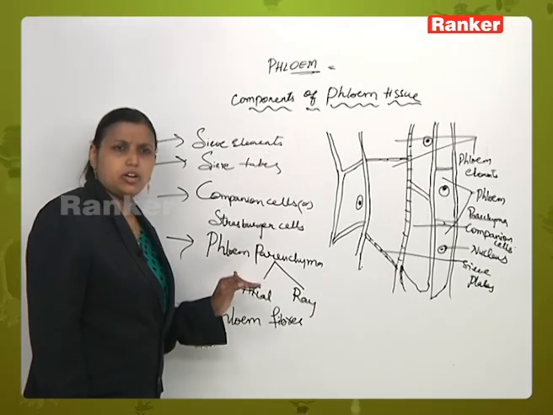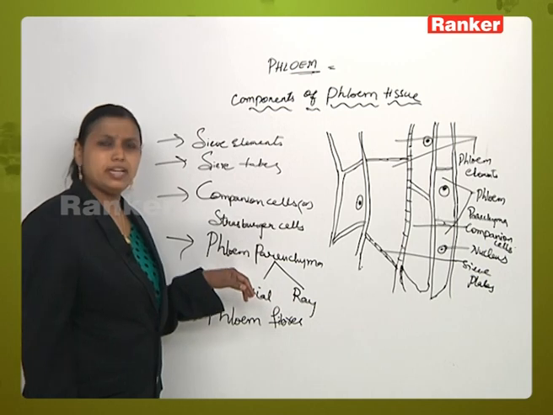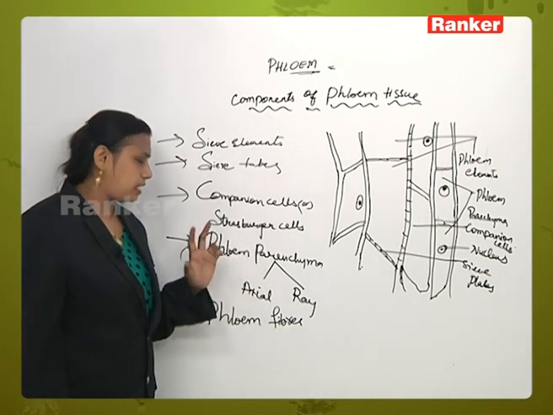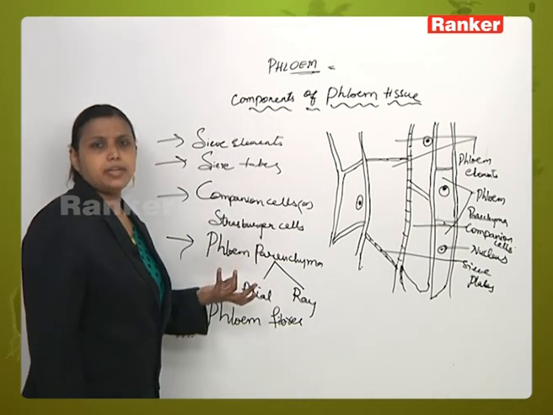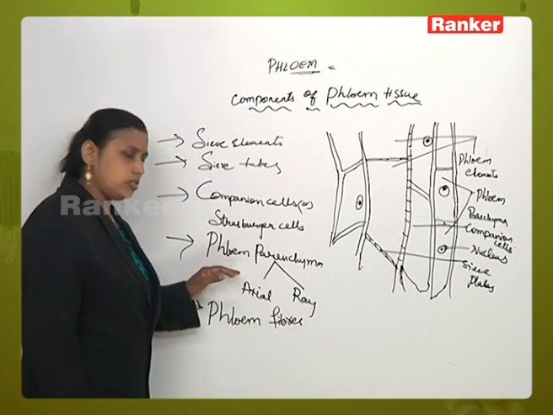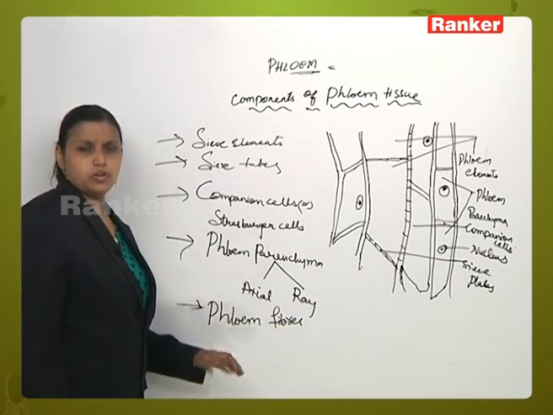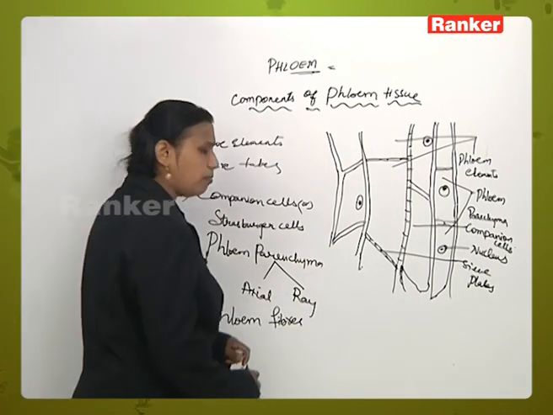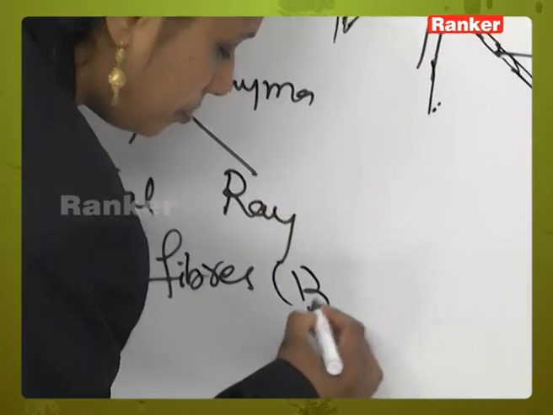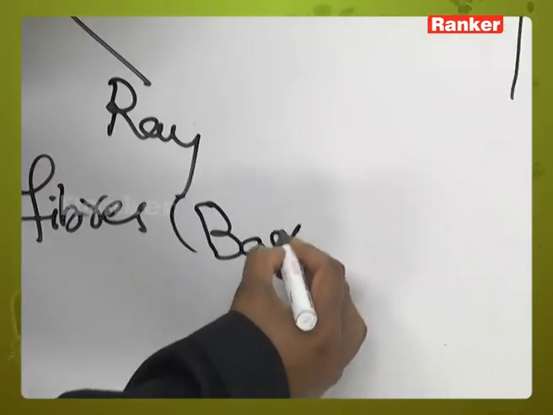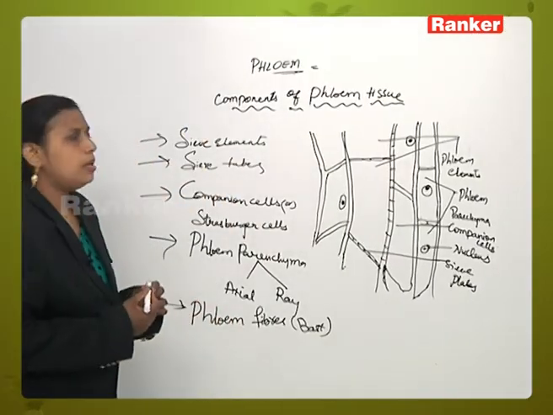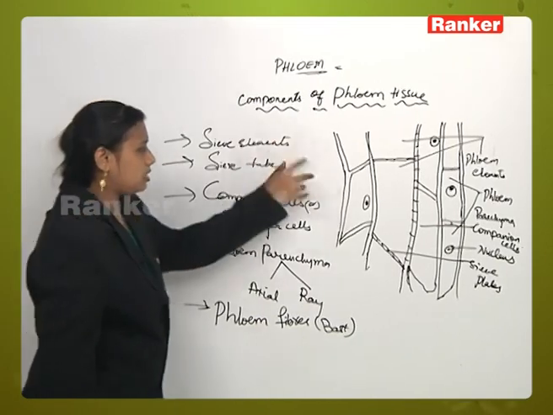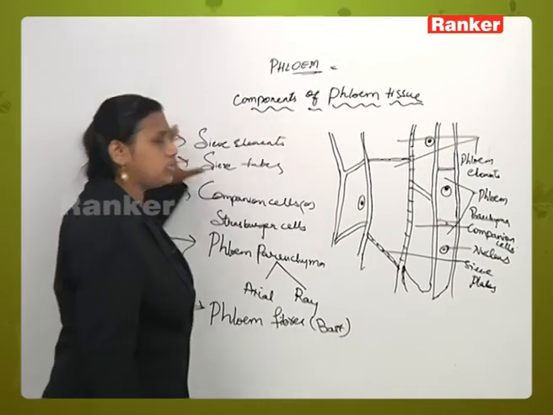Similar to xylem parenchyma, phloem parenchyma is again of two types: axial parenchyma and ray parenchyma. Here, similar to xylem fibers, we also have the phloem fibers. These are also called bast fibers.